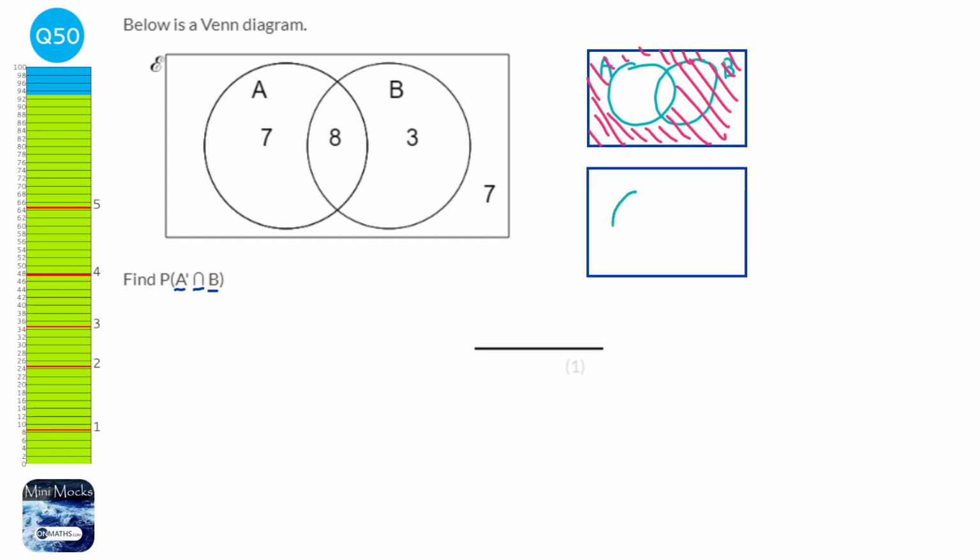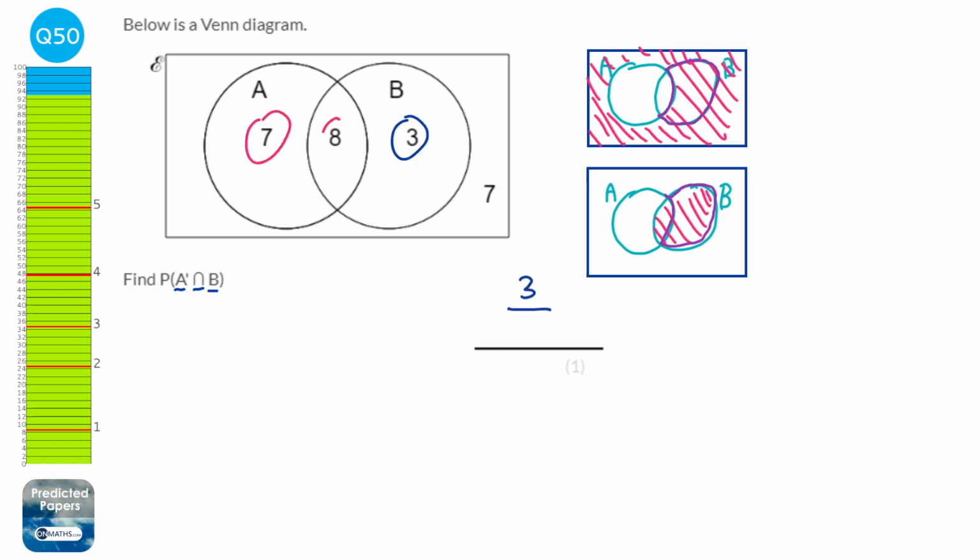and this time we're interested in where B is, so we've got A and B, then B is this part here. So if you have a look and see which are shaded in both, you can see that this part here is shaded in both. So this part here is not in A and is in B. So it's this 3 here. So the probability is going to be that 3 over the total amount. So all of these added together, which is 25.